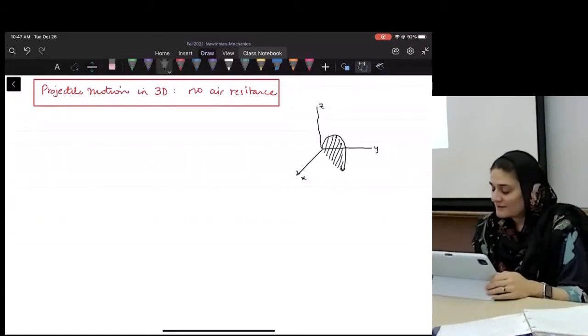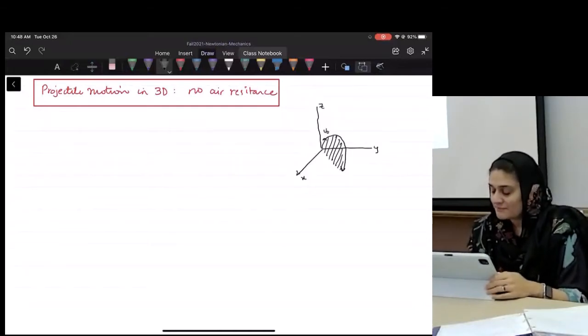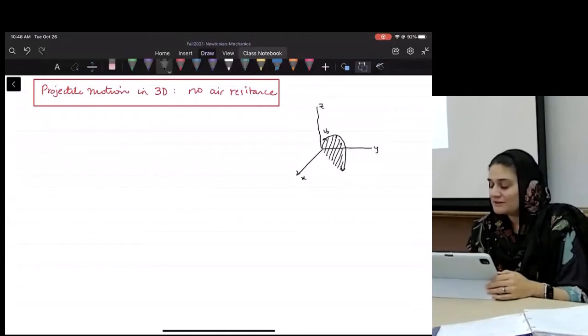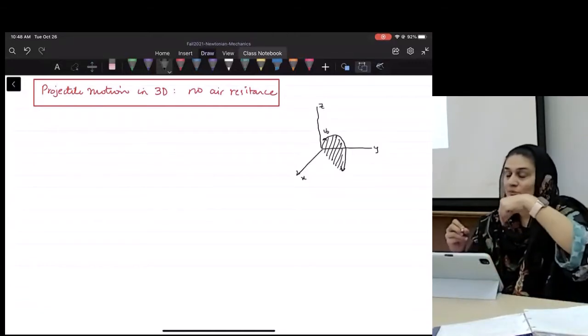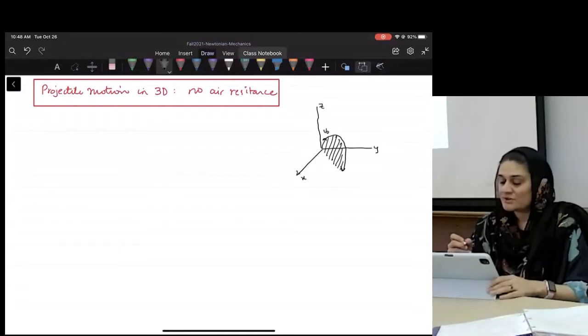So we will have V0 as my initial velocity, and this projectile falls on the XY plane. Z is upwards, so gravity will act only in the Z direction. So let's do first.